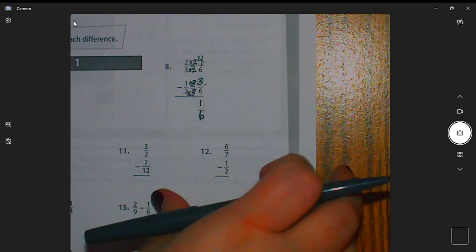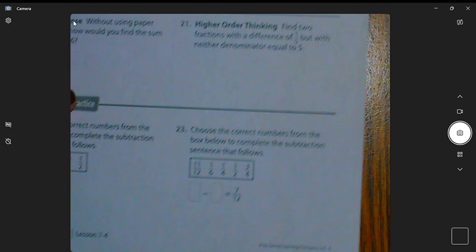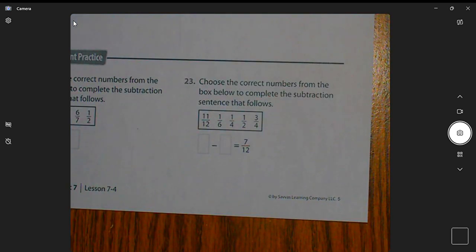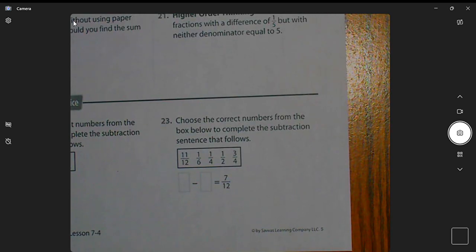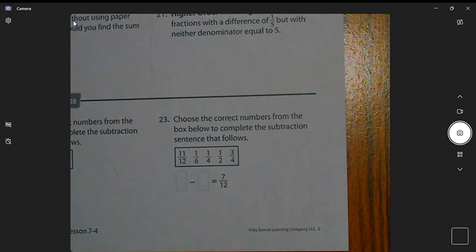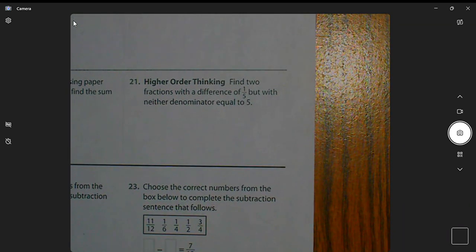Now, I want to look at another type of problem. I call these problems thinky problems because they're designed to make us think. I'm going to look at number 21. Find two fractions with a difference of 1/5, but neither denominator is equal to 5. So what it's asking me to do is to subtract by a multiple of 5 that will simplify down to 1/5.